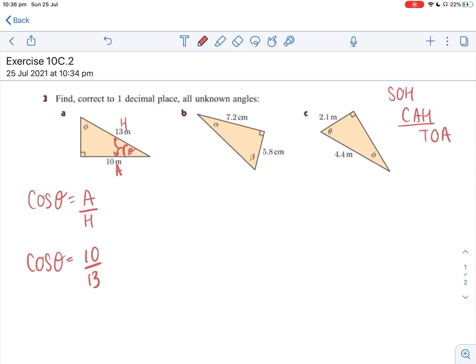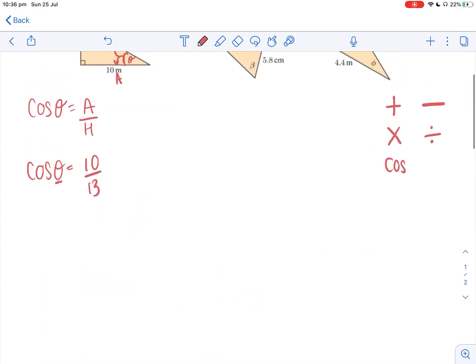Alright, so to get rid of cos, because we want theta by itself, we take the inverse. So just as plus, the opposite to that is minus, when you multiply something, the opposite to that is dividing. When you have your trig ratios, so if I have cosine, the opposite to that is the inverse, so cos to the negative 1, and you find that by pressing shift cos on your calculator.